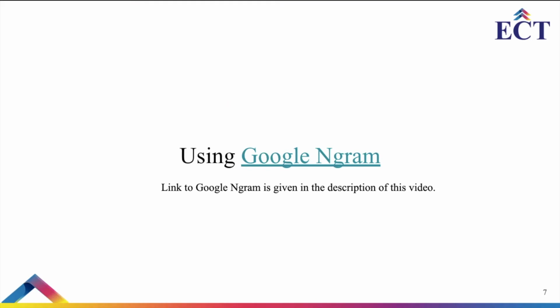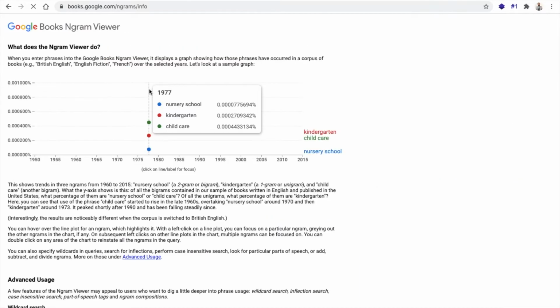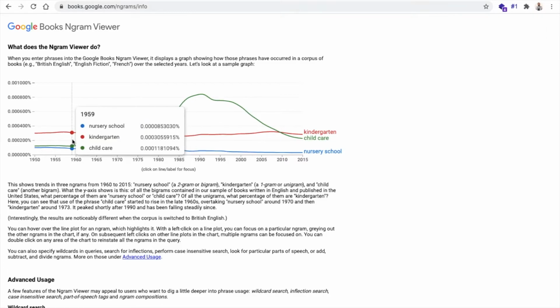The second way of finding out which preposition to use is using the tool Google Ngram. Google Ngram is an interesting tool to find out the uses of particular phrases. You can click on About Ngram Viewer to find out more about how you can interpret the results. But mainly this will tell you about the uses of a particular phrase over a period of time.